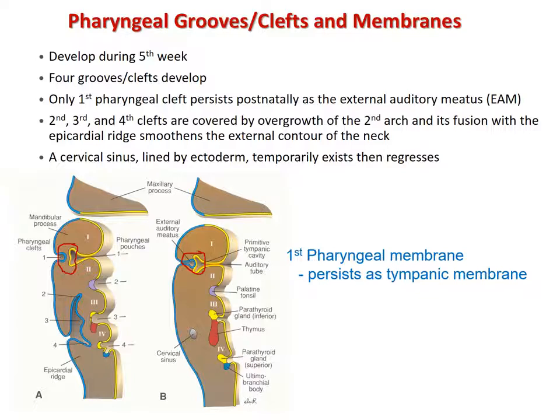After proliferation of mesodermal tissue in the second arch causes it to grow and overlap the third and fourth arches until it fuses with the epicardial ridge in the lower part of the neck to give the neck a smooth external contour. The second, third, and fourth grooves subsequently lose contact with the outside and temporarily form a cavity lined by ectoderm called the cervical sinus. These cervical sinuses normally become obliterated and disappear.